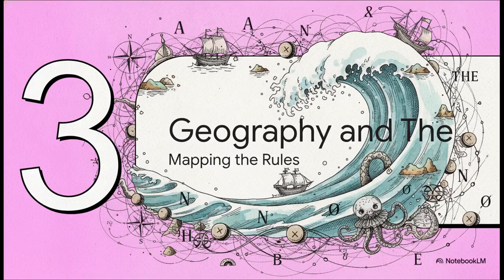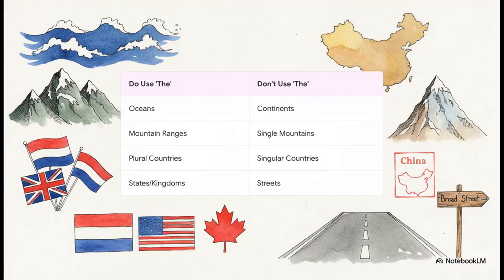Okay, part 3. This one is notoriously tricky. Geography and the. Let's map out these rules. There is a real divide when it comes to geography. We absolutely do use the for massive, connected bodies of water, like oceans, think the Atlantic, but we skip it entirely for continents. It's just Asia, no the required. We use the for a sweeping chain of mountains, like the Andes, but literally never for a single isolated peak, like Mount Everest.